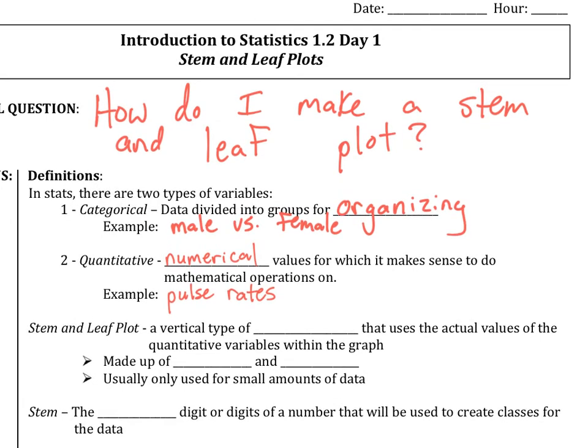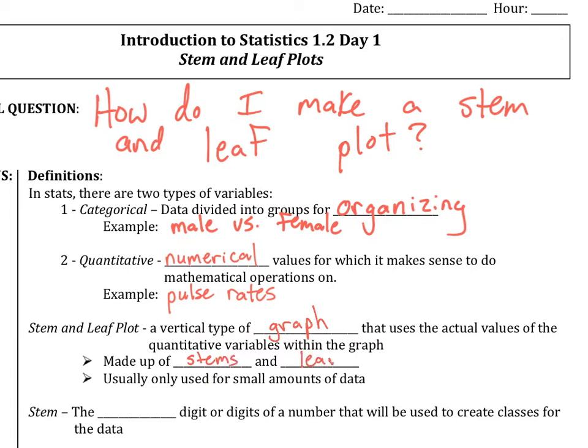A stem and leaf plot is a vertical type of graph. And many of you probably have done these before. Some of you might remember, some might not. And this uses the actual values of the quantitative variables within the graph. So it's made of stems and leaves, which is where the name comes from.